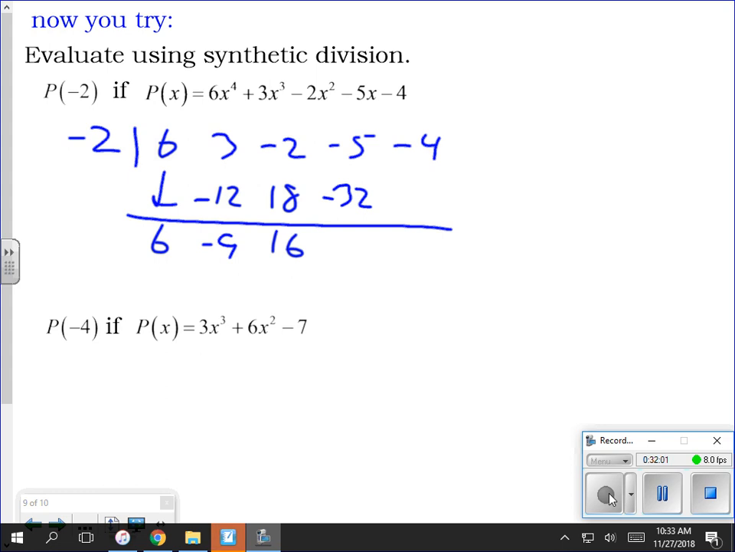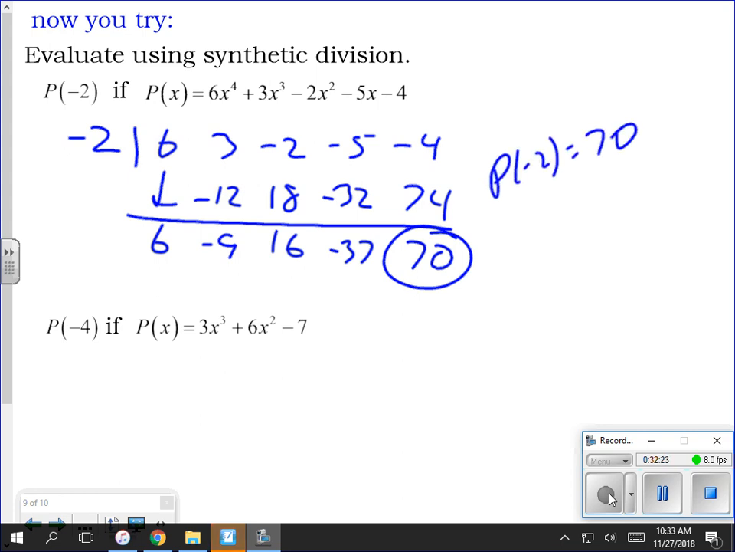Add them together, -37. -2 times -37, 74. Add them together, I get 70. The remainder, that's my answer. So P of -2 is 70. You've got to watch your negatives and positives. Simple. Multiply, add, multiply, add, multiply, add, but pay attention to the negatives and positives.